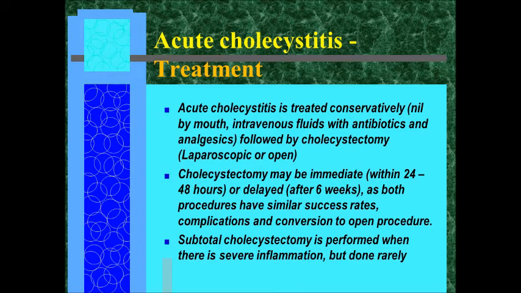What is the treatment of acute cholecystitis? Acute cholecystitis is treated conservatively by nil by mouth, intravenous fluids with antibiotics and analgesics, followed by a cholecystectomy at a later date by laparoscopic or open procedure. Cholecystectomy may be immediately done within 24 to 48 hours or delayed after 6 weeks, as both procedures have similar success rates, complications, and conversion to open procedure.